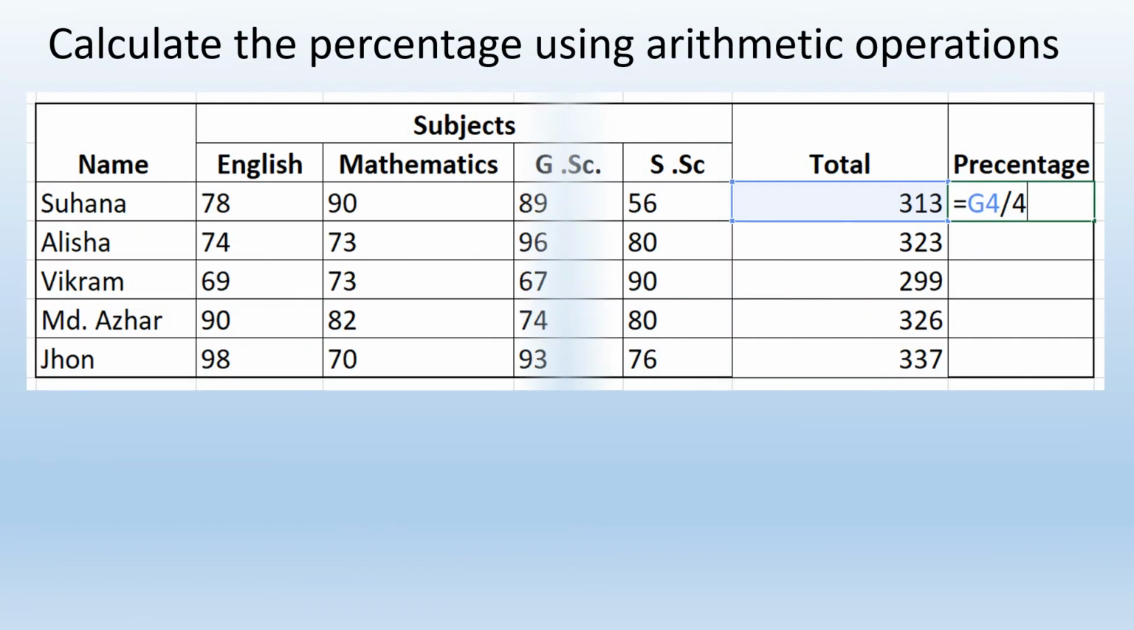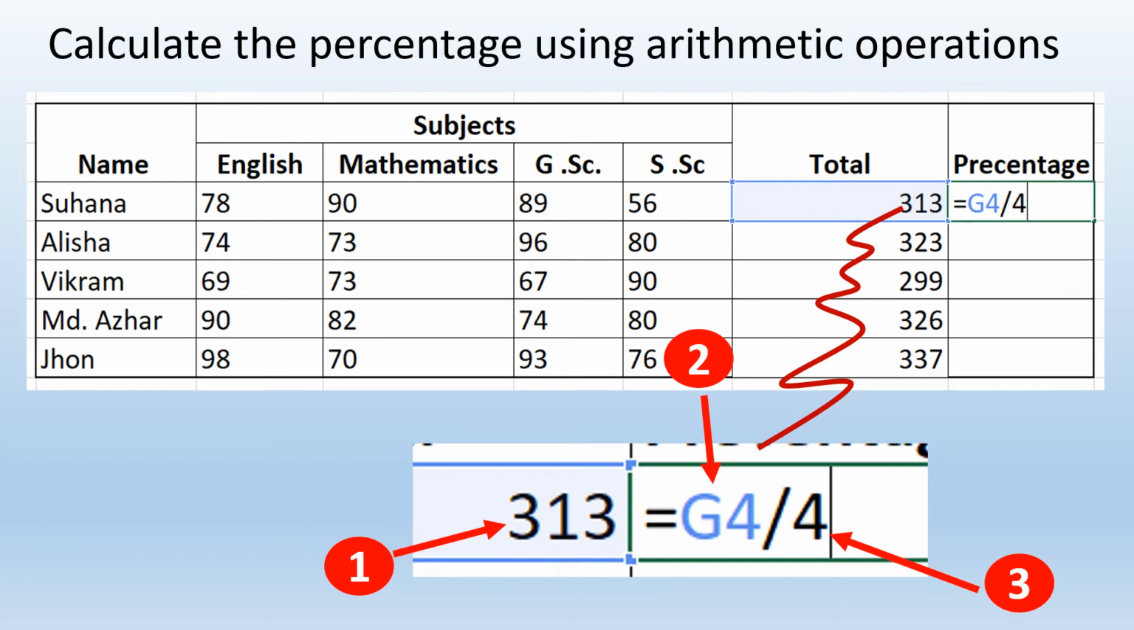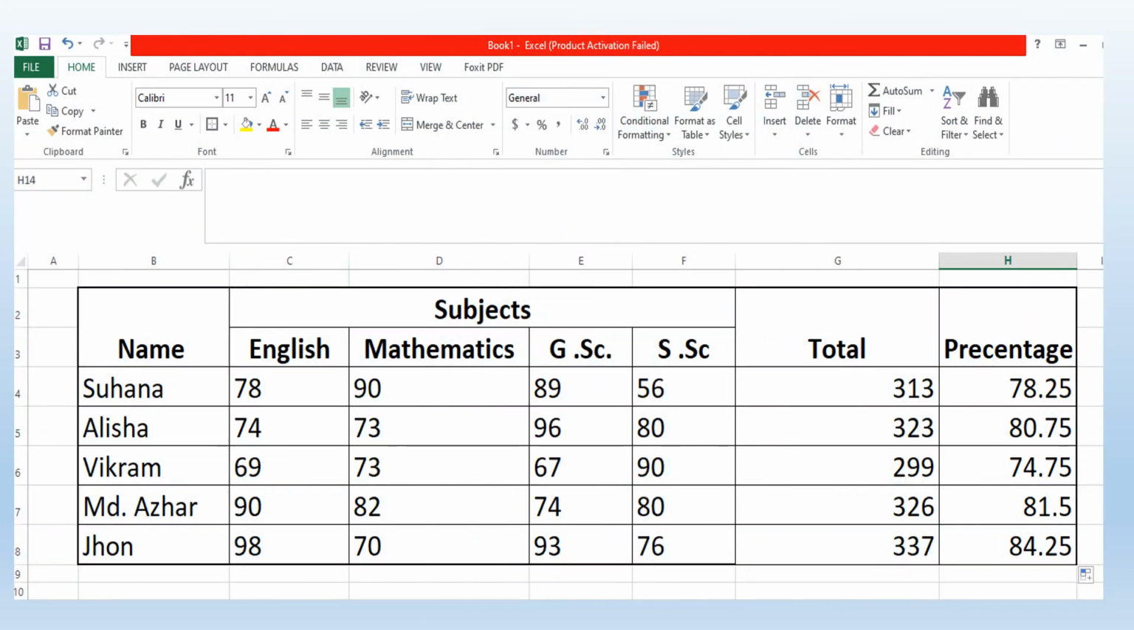Calculate the percentages. Now we are done with the total. If you want to calculate the percentage, basically we have to divide this by 4 because one student is doing 4 subjects. So again we just have to copy and paste the formula. So this is the complete result. The total and the percentage, we get these things from using formulas.